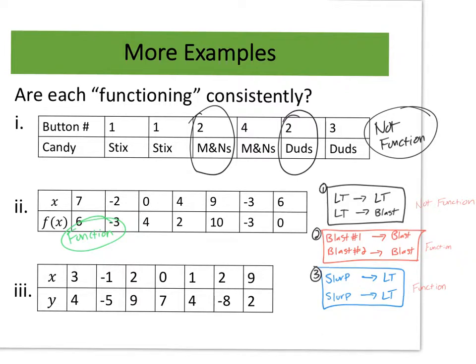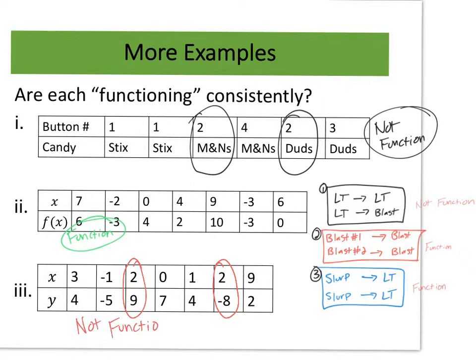All right, hopefully you've had a chance to try it out, but you should notice right here at 2. Button number 2 gives me product number 9, and button number 2 also gives me product -8. So this is not a function.